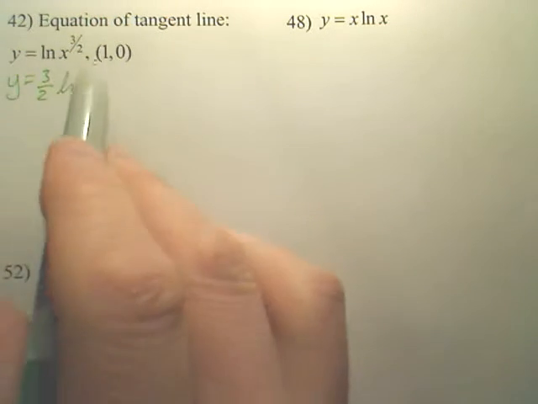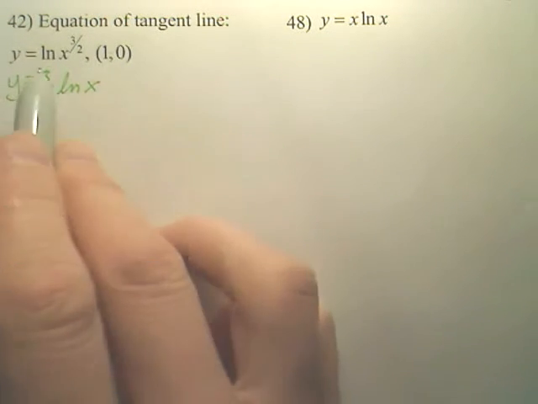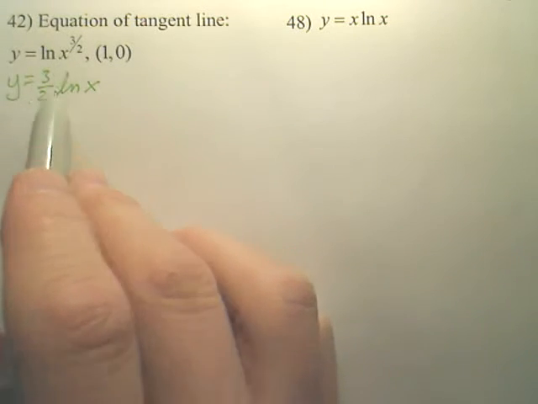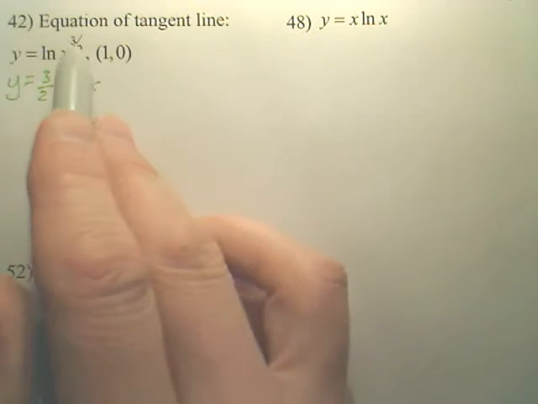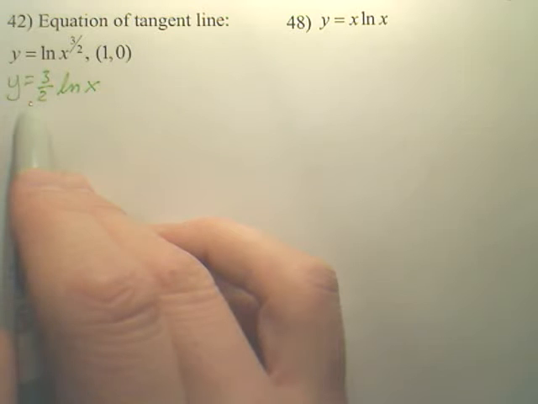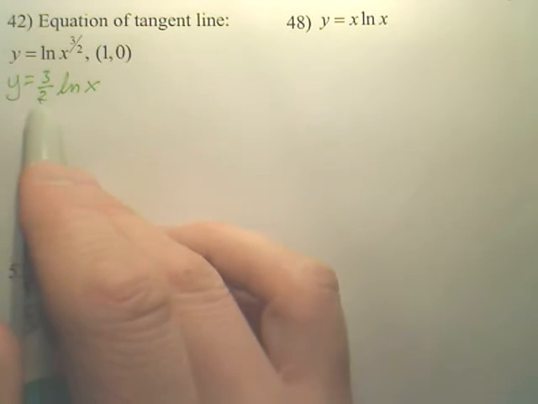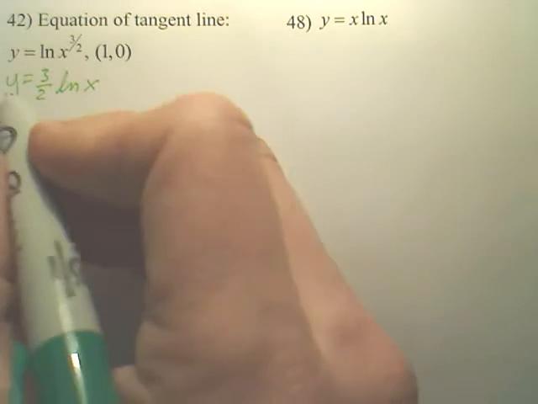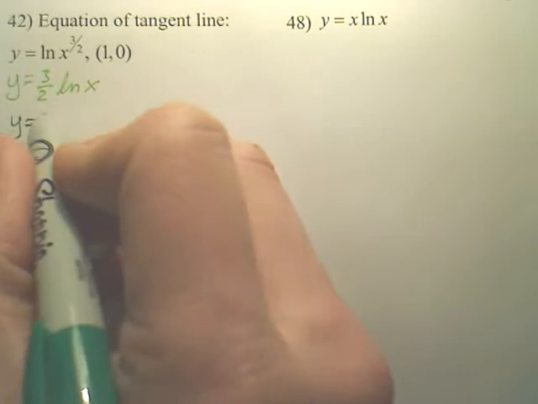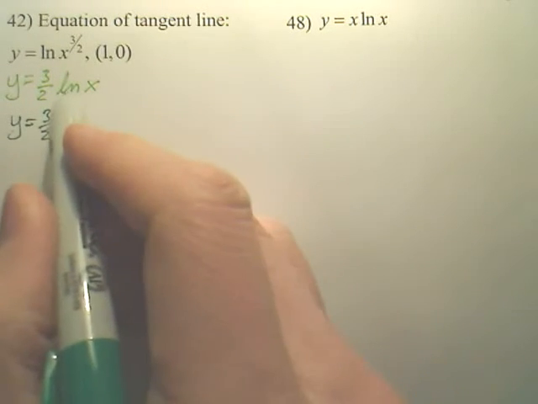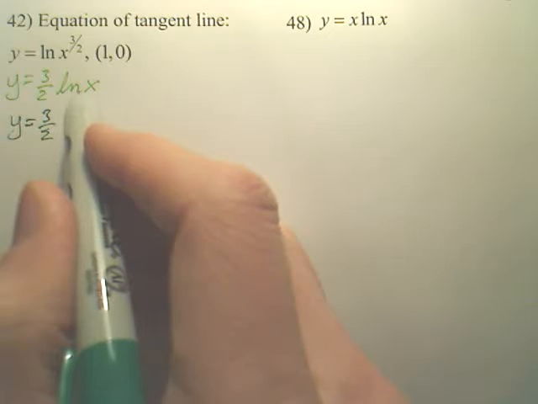Alrighty. To find the equation of the tangent line, you want to rewrite this equation as follows by just taking the power and dropping it out front. It's a property of logs you can do. Now to derive this, you just leave the 3 over 2 out. The derivative of ln u is u prime over u.